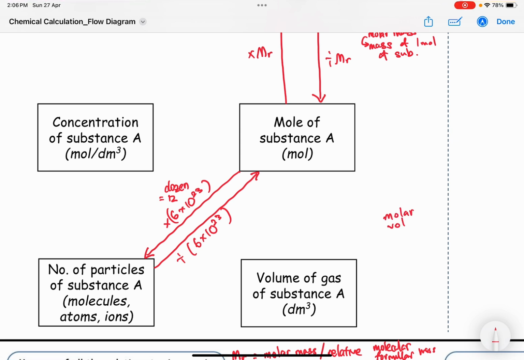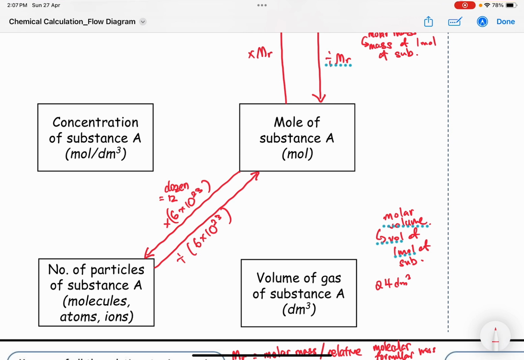Molar volume. What exactly is the molar volume? It is the volume of 1 mole of substance. So the question is, how do I know what the molar volume is? If you remember, we always go to this idea of 24 decimeter cube, or cubic decimeter.